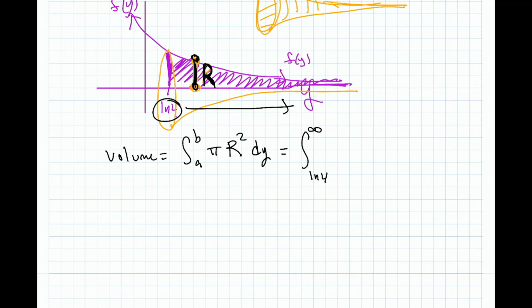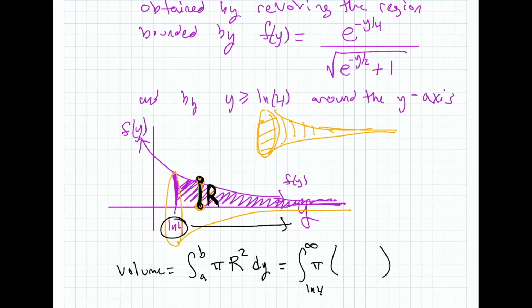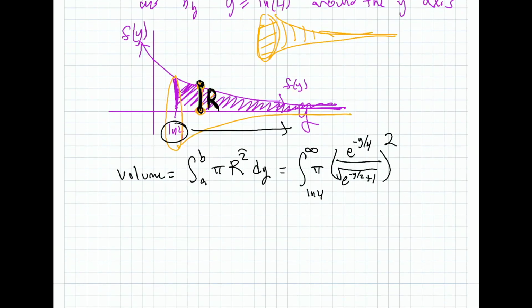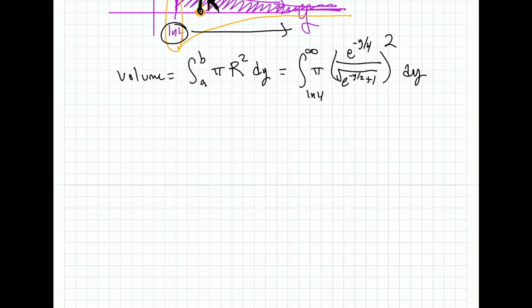Okay? And then my integral is pi r squared, but r is actually just the height of the curve. So my r is actually just e to the negative y over 4 over the square root of e to the negative y over 2 plus 1, quantity squared, right? It's r squared dy. Now that looks like a really annoying integral, but that's what you're being asked to solve.